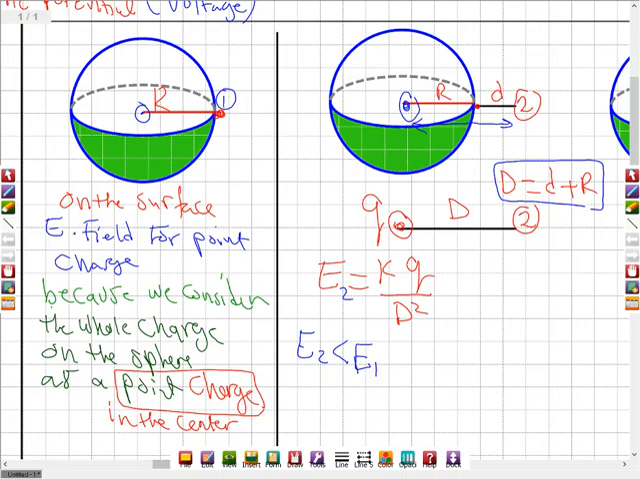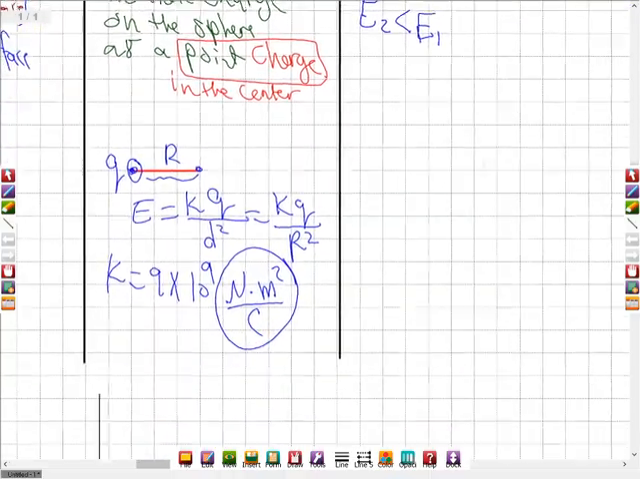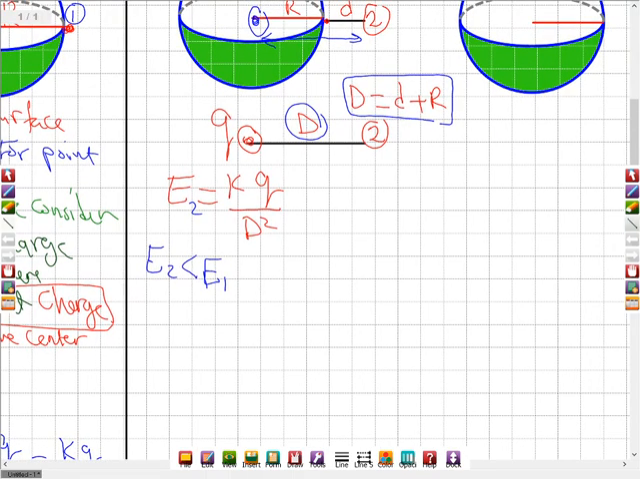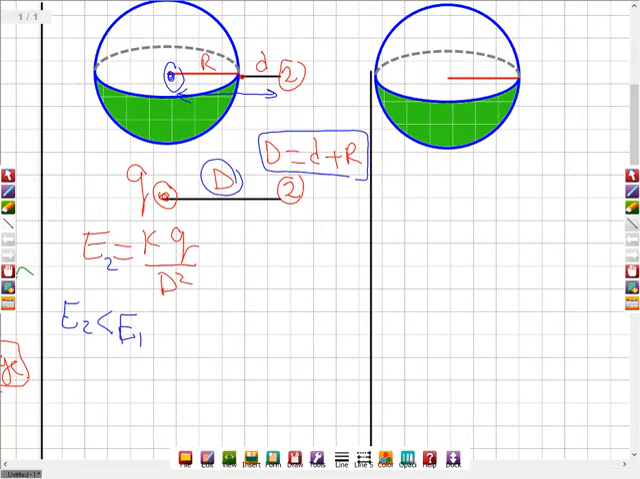Good. E2, because the distance D is bigger than the radius R in here. Right? Okay. What happened here? We're going to go a little bit further. This is point 3, and this is my O. This is my R, and this is my distance D from here to here.